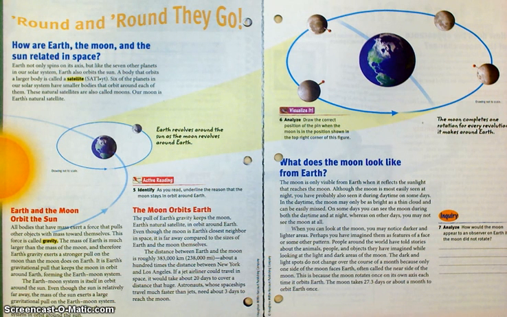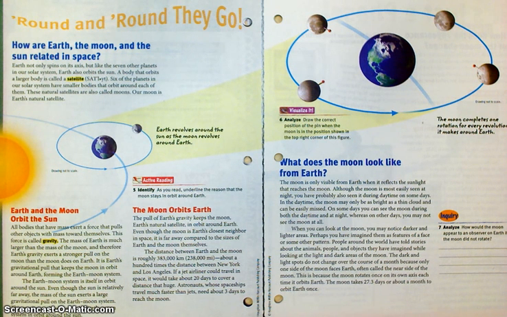Okay, I'm on page 236 and 237 now. How are the Earth, the Moon, and the Sun related in space? Earth not only spins on its axis, that's rotation, but like the 7 other planets in our solar system, Earth also orbits the Sun. That is, the Earth revolves around the Sun. A body that orbits a larger body is called a satellite. So Earth, for instance, is a satellite of the Sun.